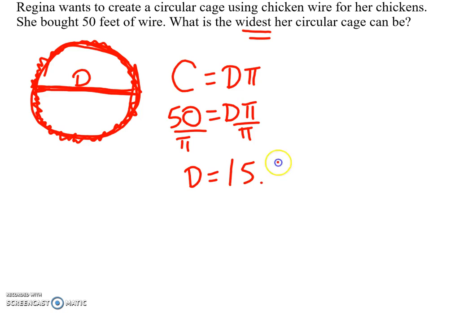If I use just the approximation, I get 15 and 92 hundredths. Instead of using this equal sign, what we really should use is the approximation sign. So that means that the widest my circle could be, or the diameter of my circle, would be 15 and 92 hundredths feet. So just under 16 feet wide. And if I use the pi, it would round to 15 and 92 hundredths as well.